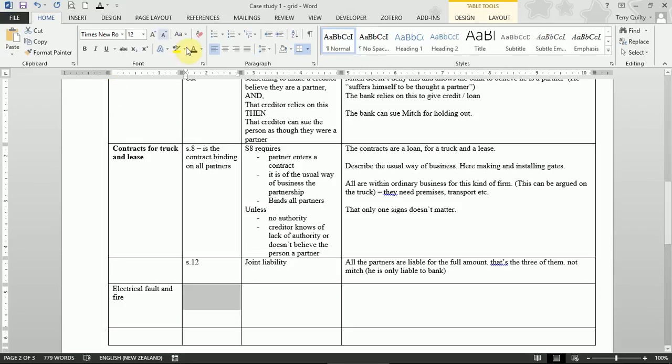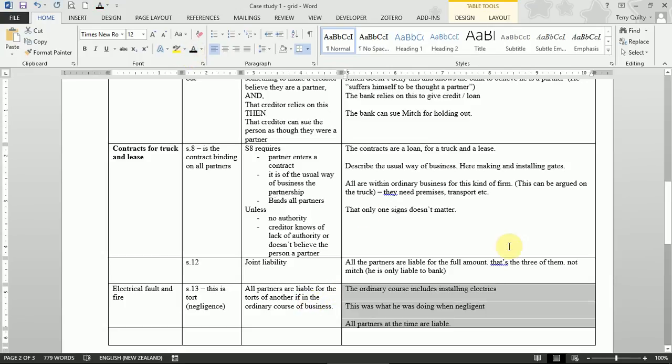Our next issue is the electrical fault, and that's section 13. What does section 13 require of us? All partners are liable for the torts of another if in the ordinary course of business. So it gives us some very straightforward requirements. The key one is, was it in the ordinary course of business? So here we describe it. Does it include installing electrics? Yes, because it's an electronic operated gate. He was doing this when negligent, so all the partners are liable. So a very straightforward scenario.